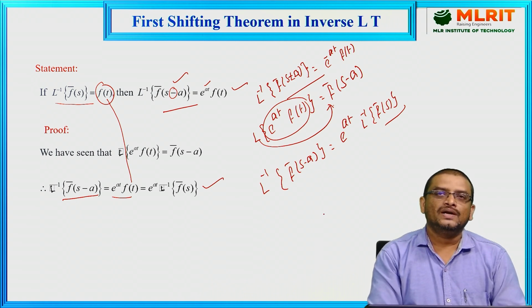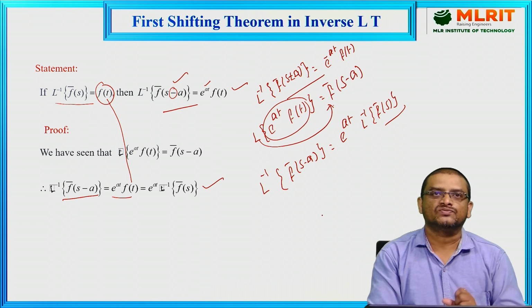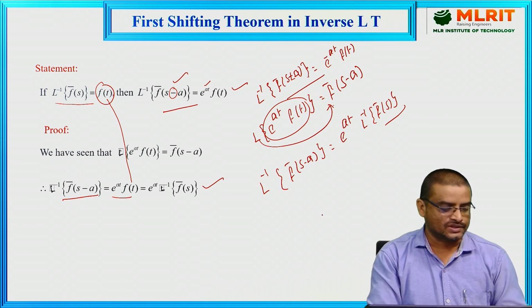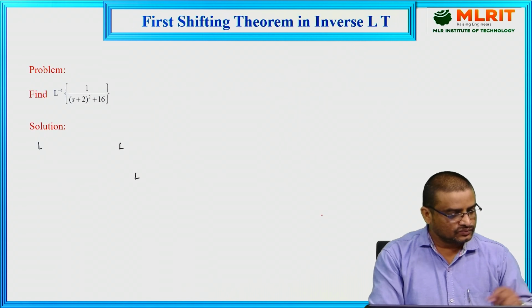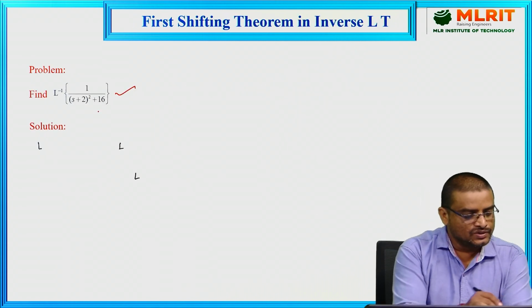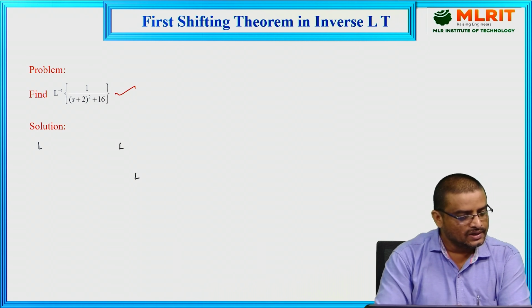Now we'll take some examples where we can apply this first shifting theorem while finding the inverse Laplace transform for the function f bar of s. Let us take some examples for this. Now this is our problem: L inverse of 1 by (s plus 2) whole square plus 16.